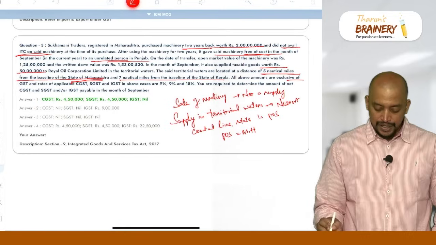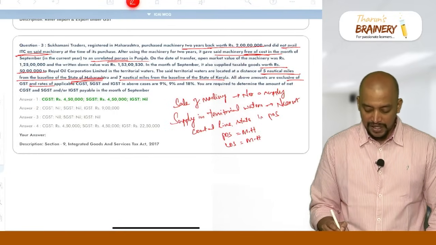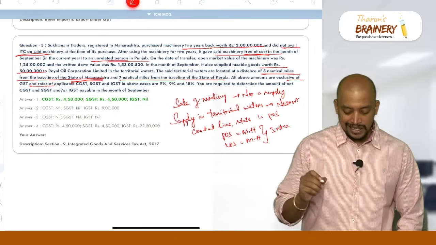All the above amounts are exclusive of GST. Where is the location of the supplier? Location of supplier is Maharashtra, place of supply is Maharashtra. It will be an intra-state supply, chargeable to CGST and SGST.